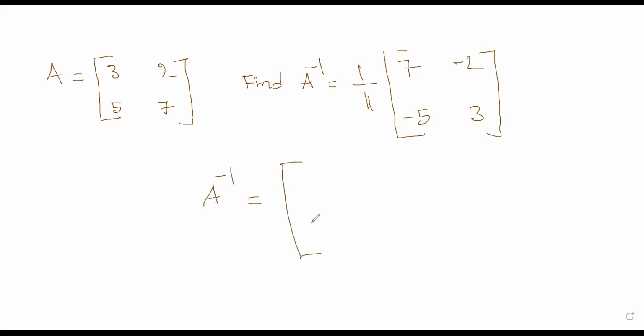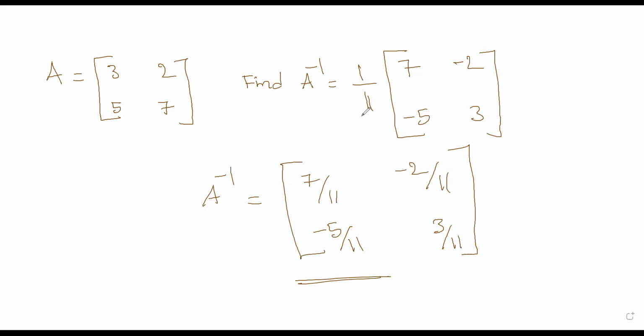A inverse is 7 by 11, minus 2 by 11, minus 5 by 11, 3 by 11. That's it. It's plus 1 by 11 we got. Okay? Yeah. Now, shall we try another one from the text? We'll try another one from the text.